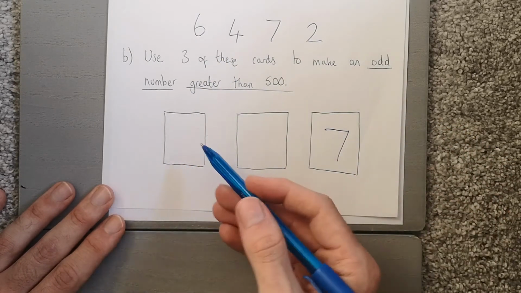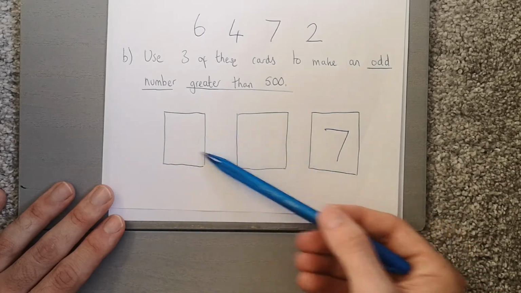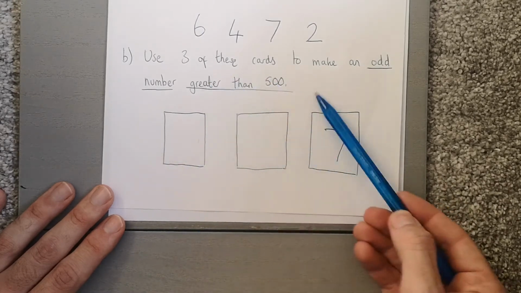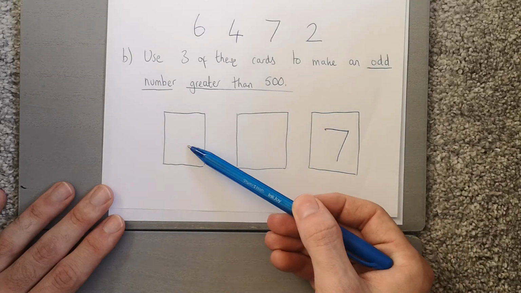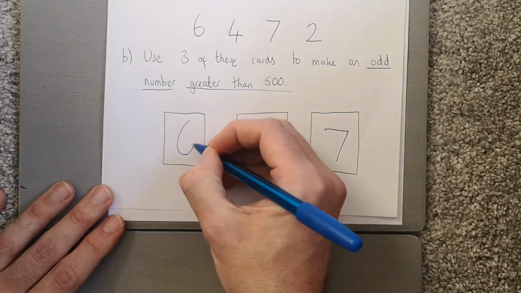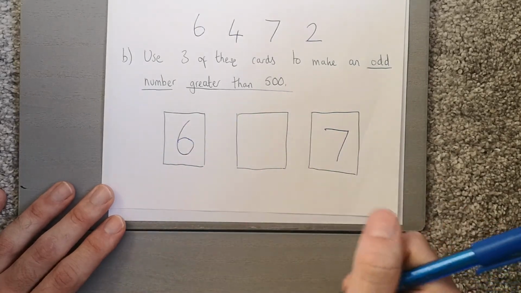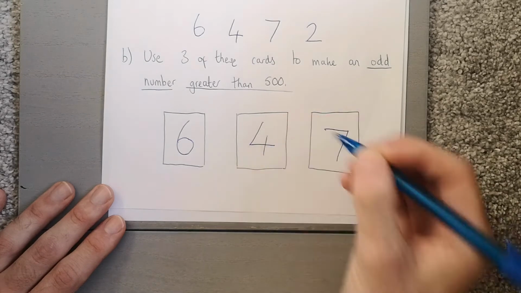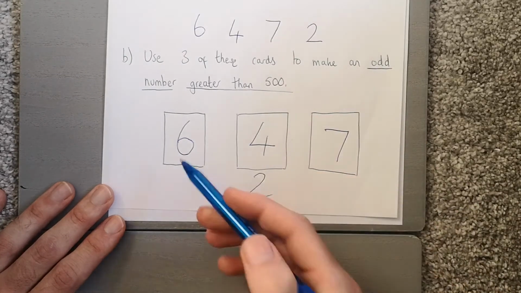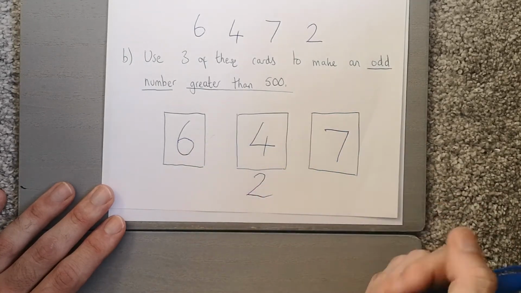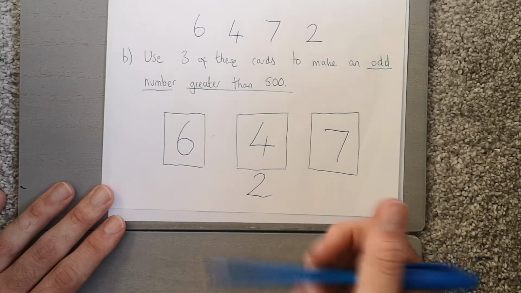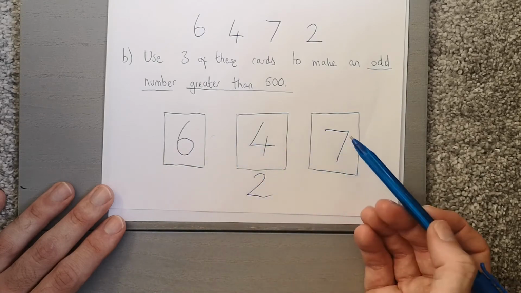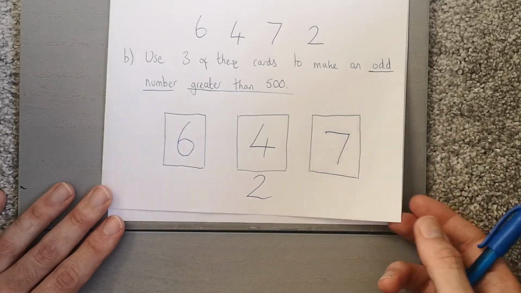Okay. And then I look at these ones. It has to be greater than 500. So can it go 400? Can it go 200? No, it has to be 600. Now it doesn't matter what you put for this one. It could be 4 or it could be a 2. 647 and 627 are both greater than 500 and an odd number. So you can have 647 or 627. If you're struggling with that one, go through it again, so you really understand it.